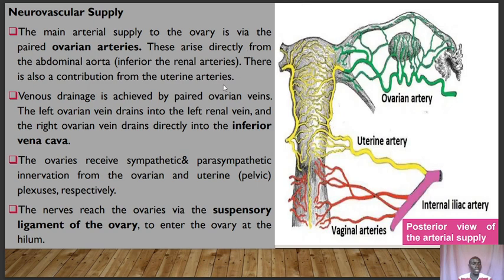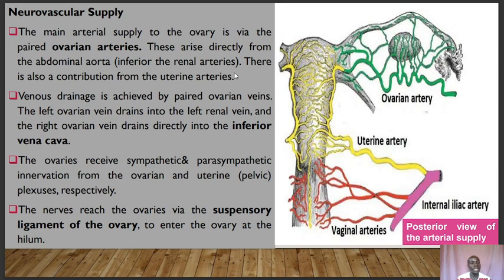For the neurovascular supply, the main arterial supply to the ovary is via the paired ovarian arteries. They arise directly from the abdominal aorta, inferior to the renal arteries. There is also a contribution from the uterine arteries, which also supply these parts.